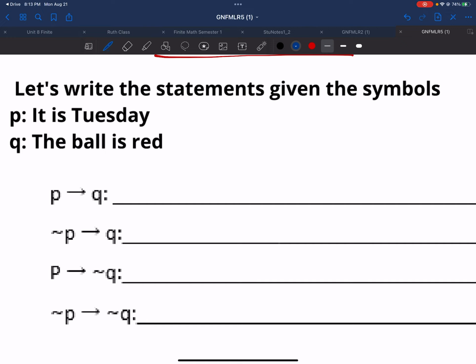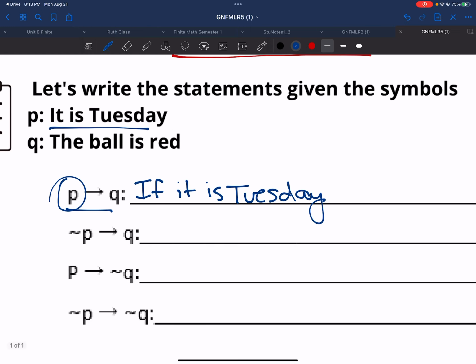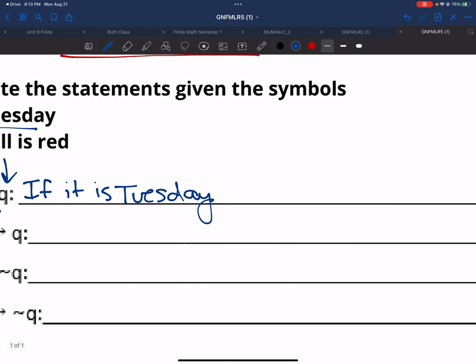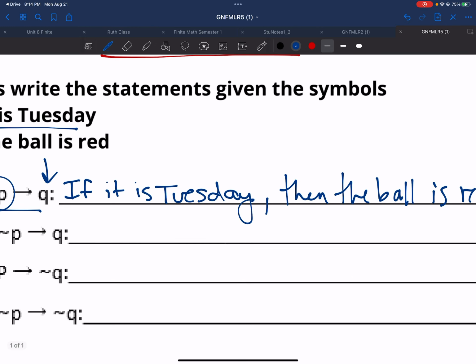We have P, it is Tuesday, and Q, the ball is red. So I'm just going to do a straightforward if P, then Q. So that's the first thing I do, if, and then whatever my P statement is. That P statement is it is Tuesday. If it is Tuesday, then Q. Then the ball is red. If it is Tuesday, then the ball is red.